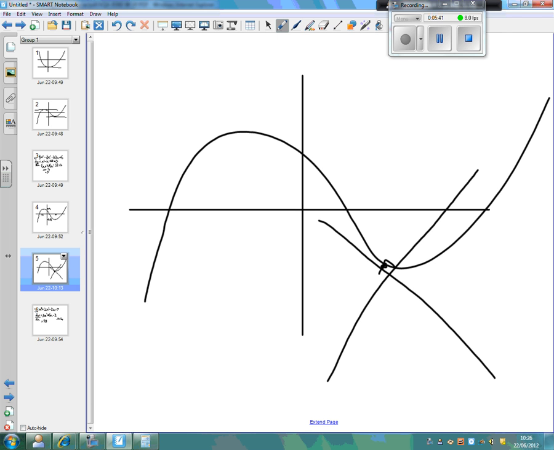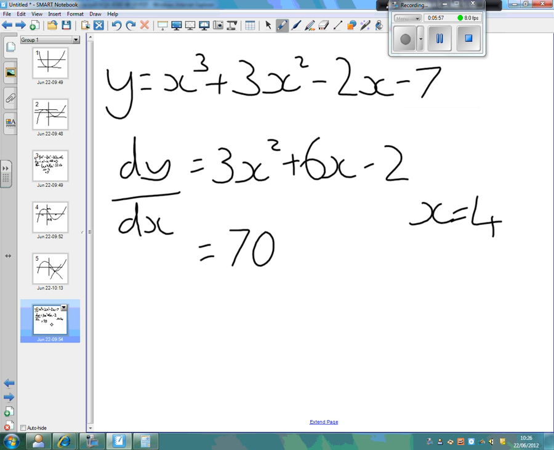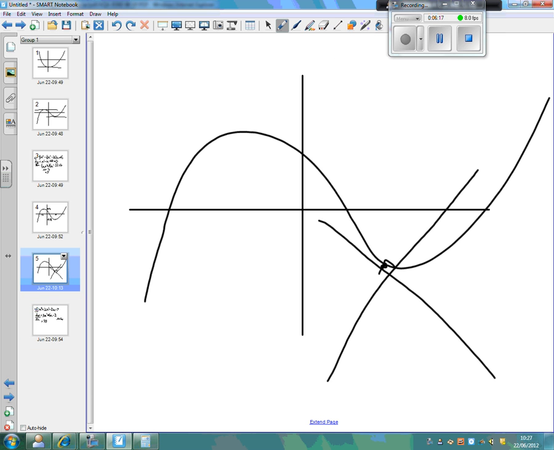Now, what you need to know for this Further Maths qualification is to find a line perpendicular to another line. You get the gradient of one line and do minus 1 divided by the gradient. Right, I'll show you now. So what I've done is, I've got this cubic graph here. Here's one that I prepared earlier. I've worked out dy by dx, and I've chosen the point where x equals 4, and the gradient of the tangent to the point where x equals 4 is 70. Right, so we now have the gradient of this line here.